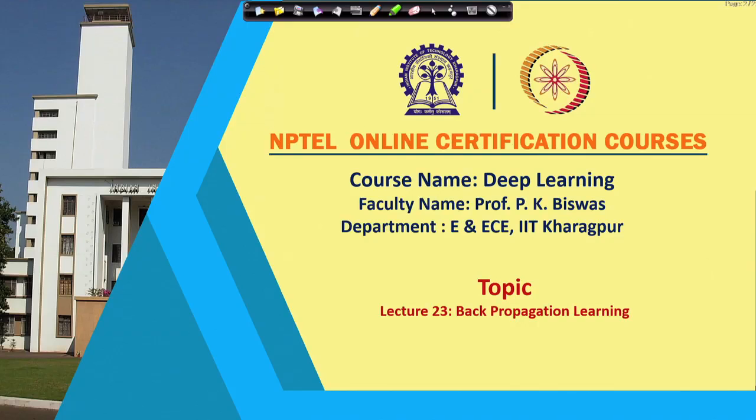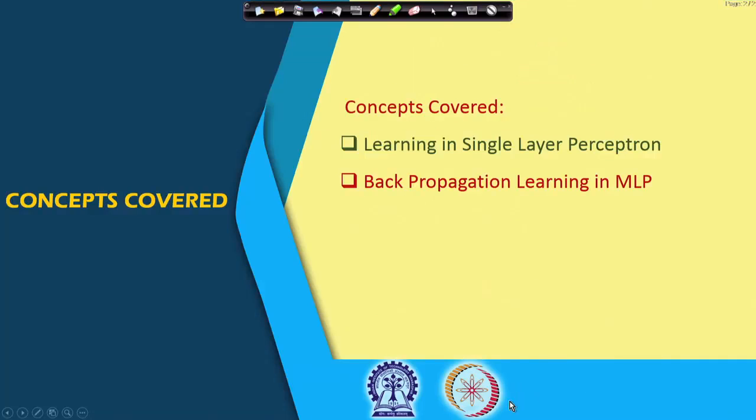We have started our discussion on the neural network, particularly the feed-forward neural network. In the previous class, we started our discussion on learning in a feed-forward neural network. We discussed learning in a single layer perceptron. In today's class, we will talk about the back-propagation learning in multi-layer perceptron or multi-layer feed-forward network.